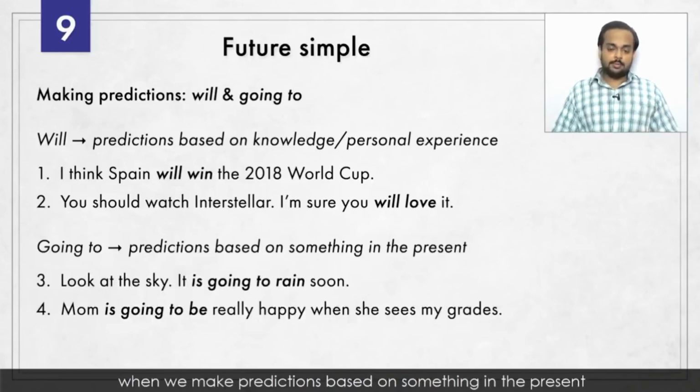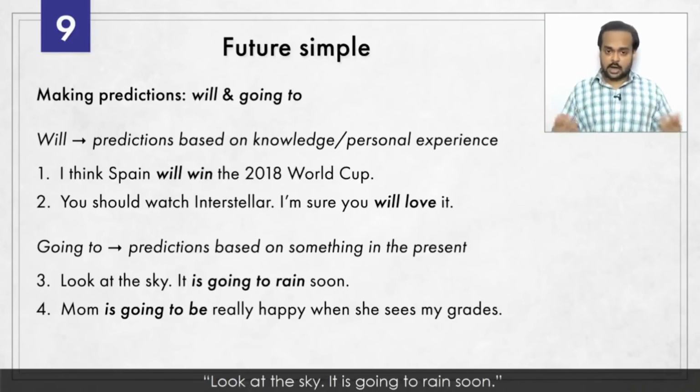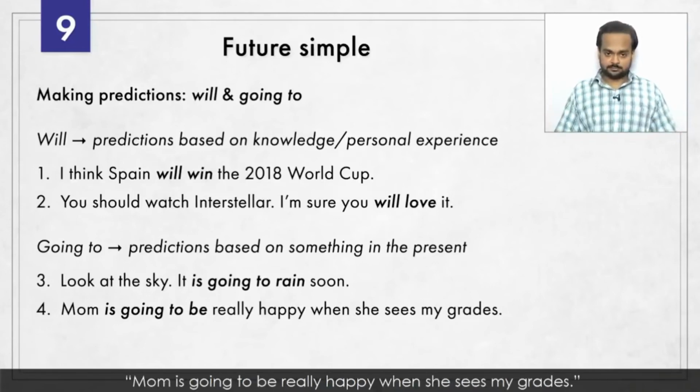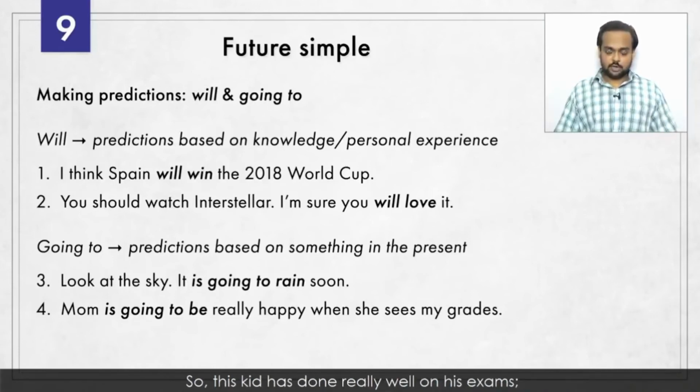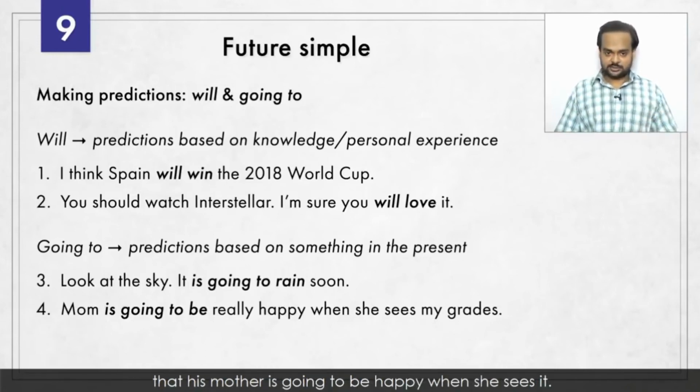We use going to when we make predictions based on something in the present, something we can see now. So we're sure. Look at the sky. It's going to rain soon. We can see a lot of black clouds, so it's definitely going to rain in a few minutes. Mom's going to be really happy when she sees my grades. So this kid has done really well on his exams. He has his report card in hand, and he knows for sure that his mother is going to be happy when she sees it. All right, so remember this difference in making predictions with will and going to.